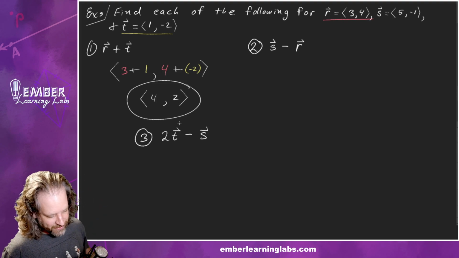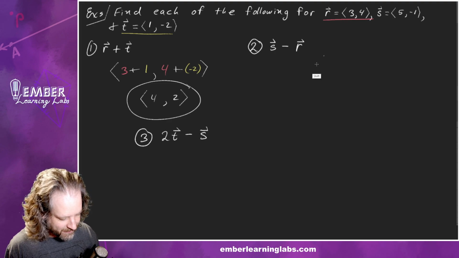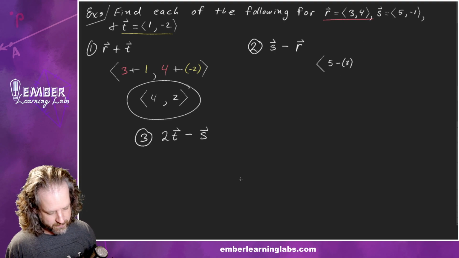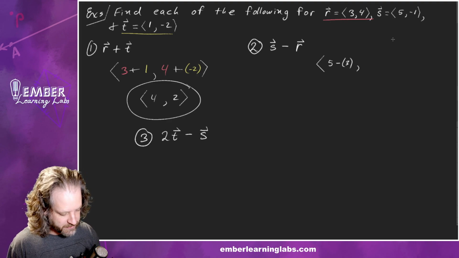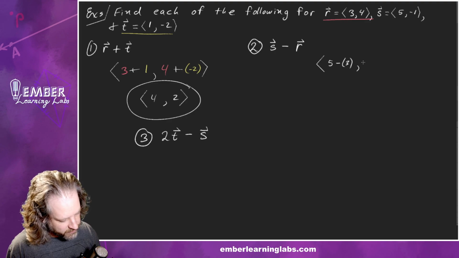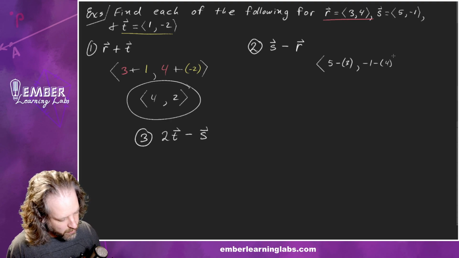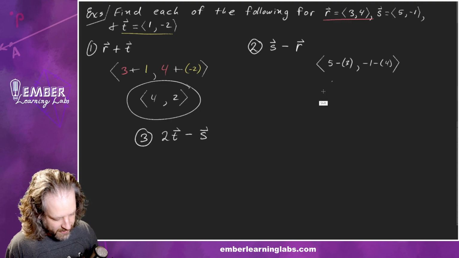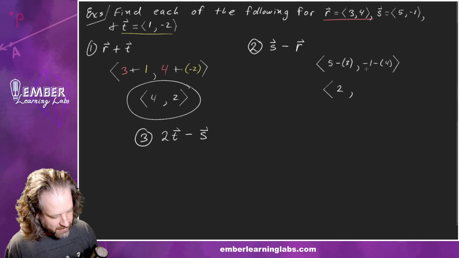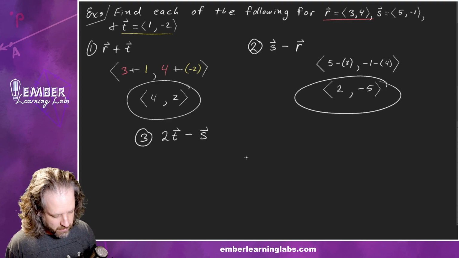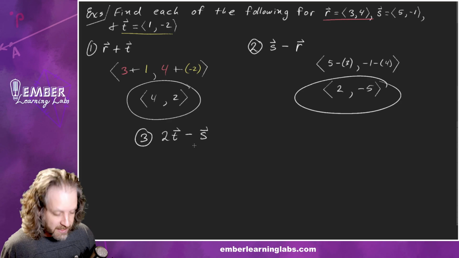Great. Now S minus R, same idea. I think I'm going to abandon the color coding for the sake of efficiency. So S's x part, 5, minus the R part, minus 3. Don't really need the parentheses there, just good habit to be in. Then S's y part, -1, minus R's y part, which is 4. So 5 minus 3 is 2. -1 minus 4 is -5. Cooking. Doing just fine.